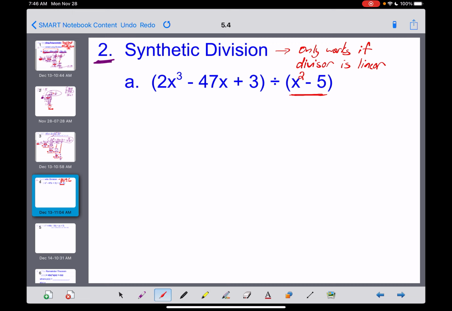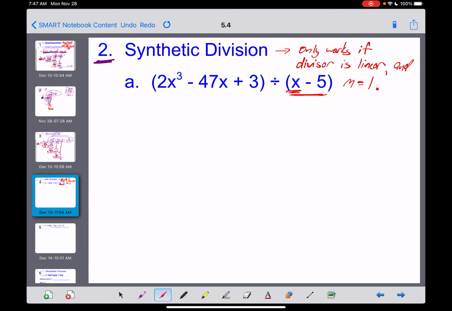That's now quadratic, and this wouldn't work. So this only works if your divisor is linear, and this is important right here. If it's a linear function, then really the number I'm talking about right here, the coefficient of x, that's the slope of your linear function. If that slope is 1, that is when synthetic division works. So in this case, we have x minus 5, and that's a 1x really right there. This is a case where synthetic division will work.